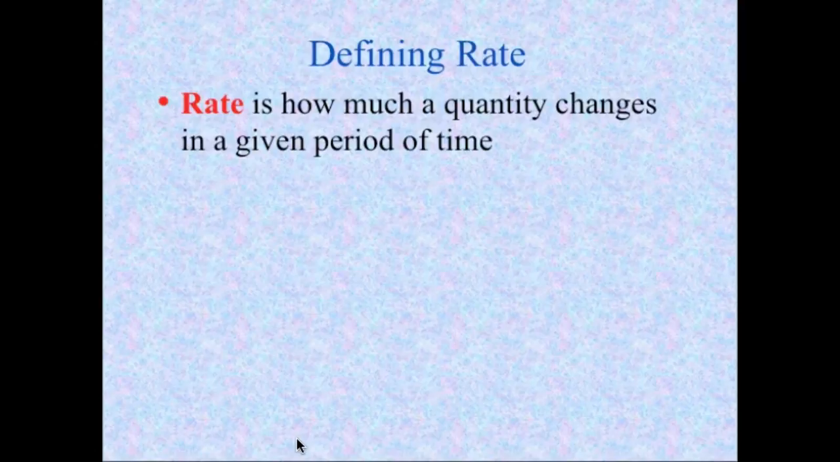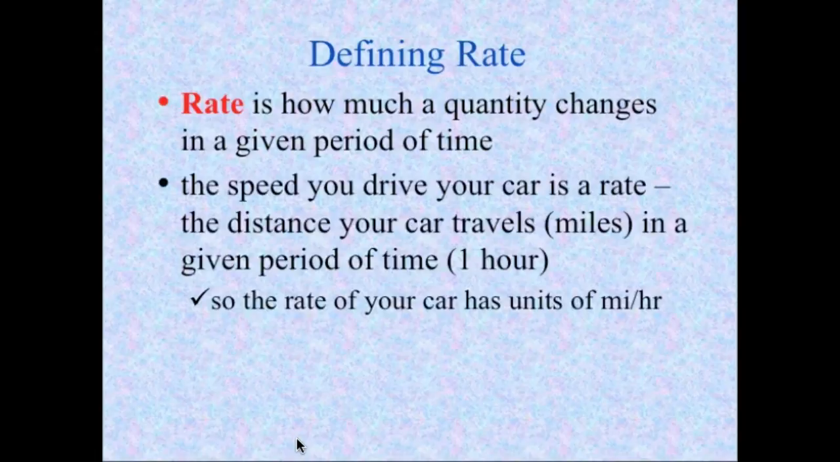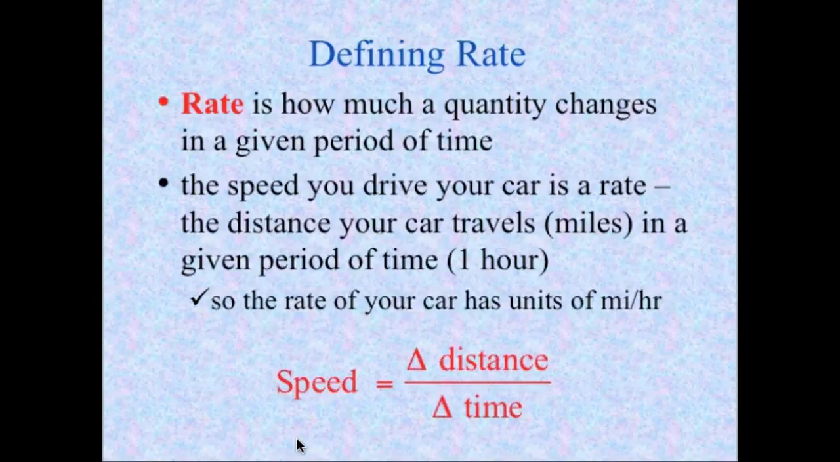Rate is how much a quantity changes in a given period of time. Like the speed you drive your car is a rate. The distance your car travels in miles in a given period of time, an hour. So the rate of your car has units of miles per hour. So the speed equals the change in distance divided by the change in time.